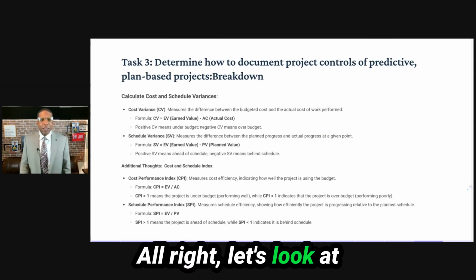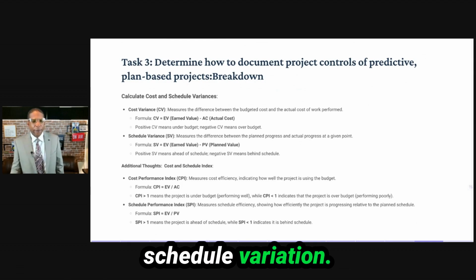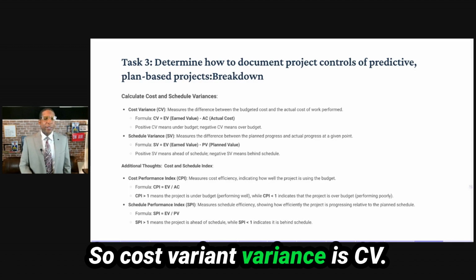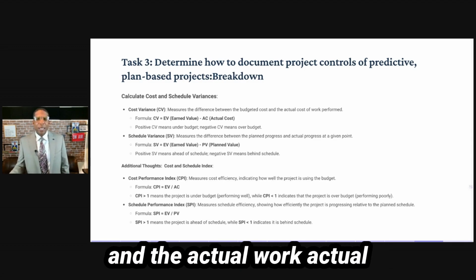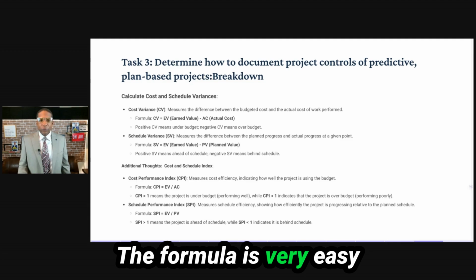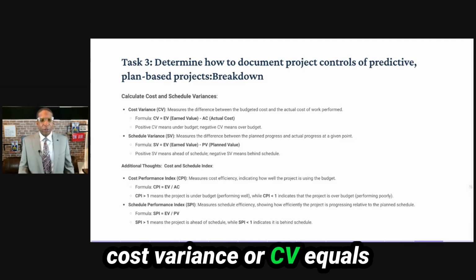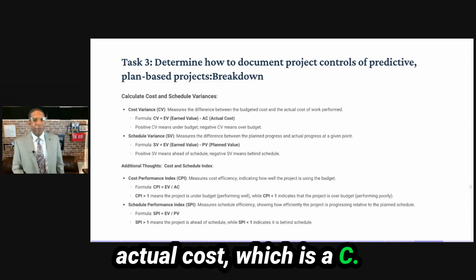All right, let's look at the calculate cost and schedule variation. So cost variance is CV. It measures the difference between budgeted costs and the actual cost of work performed. The formula is very easy. Cost variance, or CV, equals earned value, or EV, minus actual cost, which is AC.